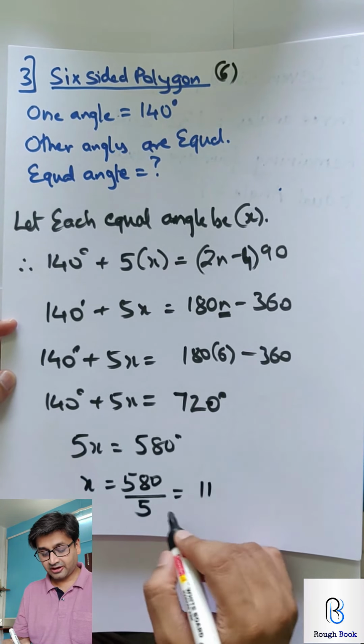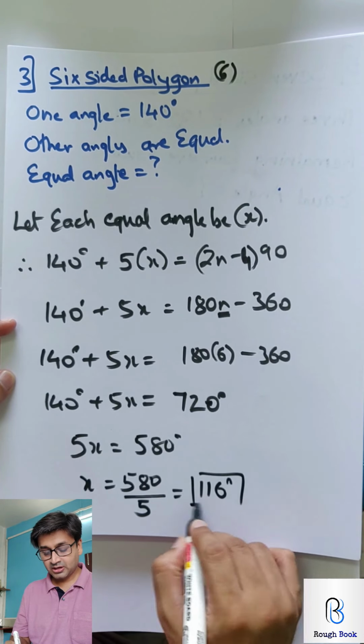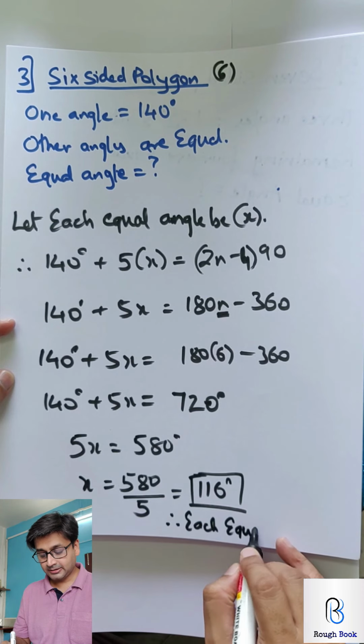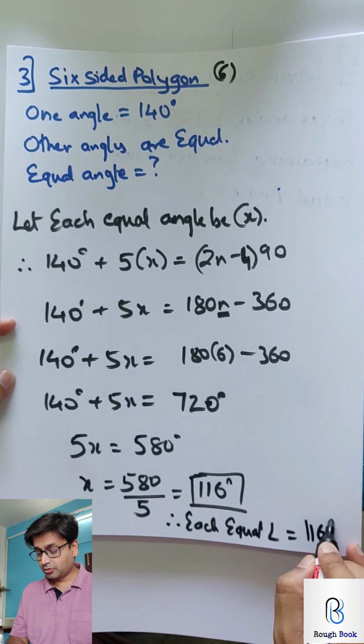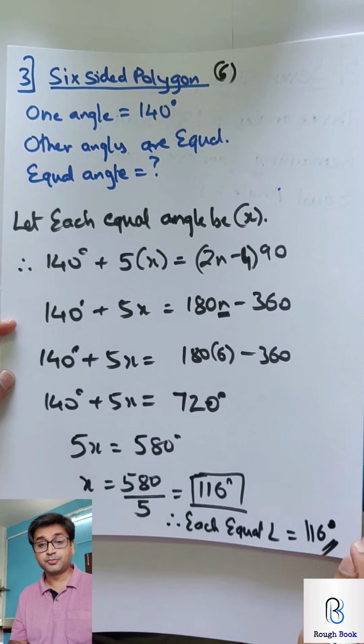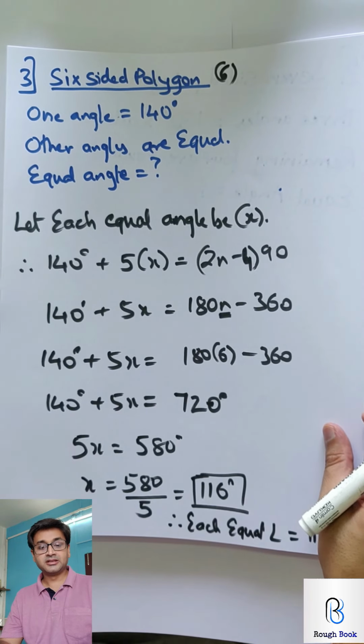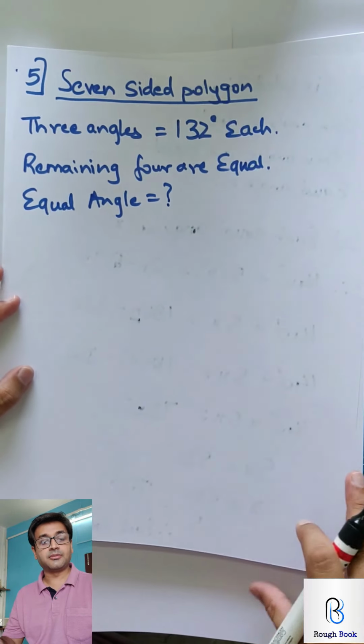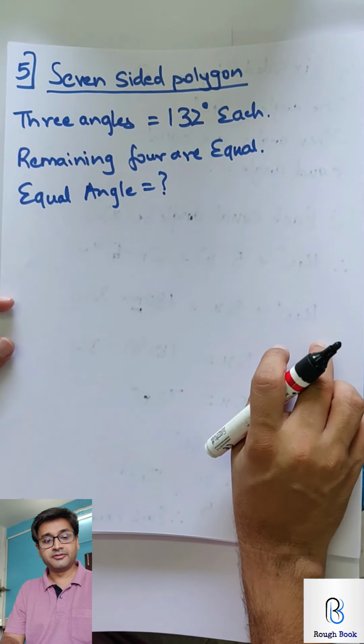So 5 1s are 5, 5 1s are 5 and 5 6s are 30. So you can say therefore each equal angle is equal to 116 degrees. Please put the degree symbol. Is that clear everybody? Simple. Exactly the same is sum number 5. Come on, hit it everybody.